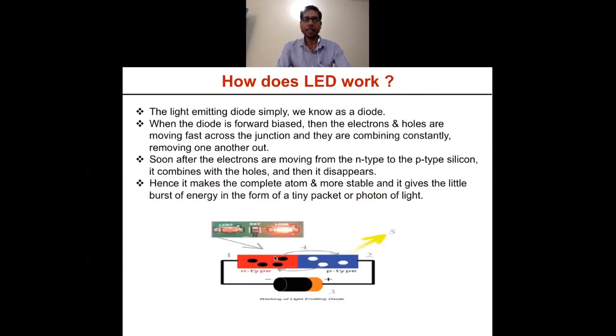Now, how does an LED work? The light emitting diode, as we know, is a diode. When this diode is forward biased, the electrons and holes move fast across the junction and combine constantly, removing one another out. Soon after the electrons move from the N-type to the P-type silicon, they combine with the holes and disappear. This makes the atom complete and more stable, and it gives a little burst of energy in the form of a tiny packet of light, a photon.